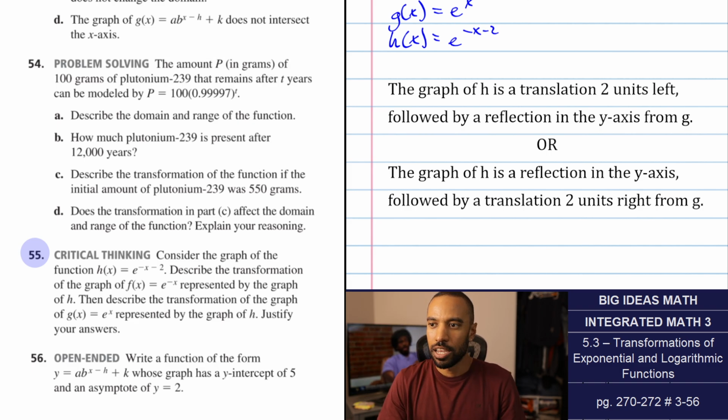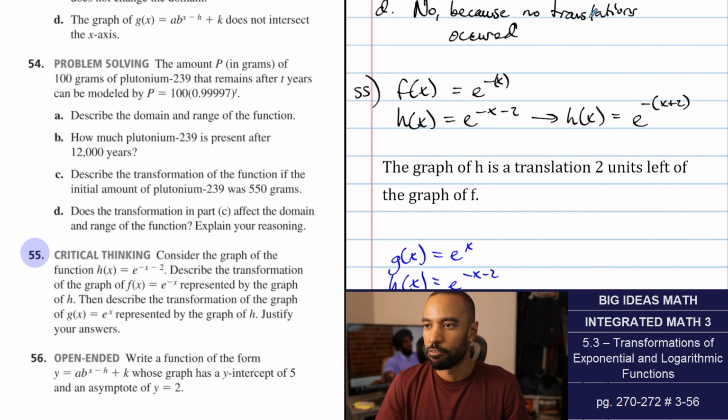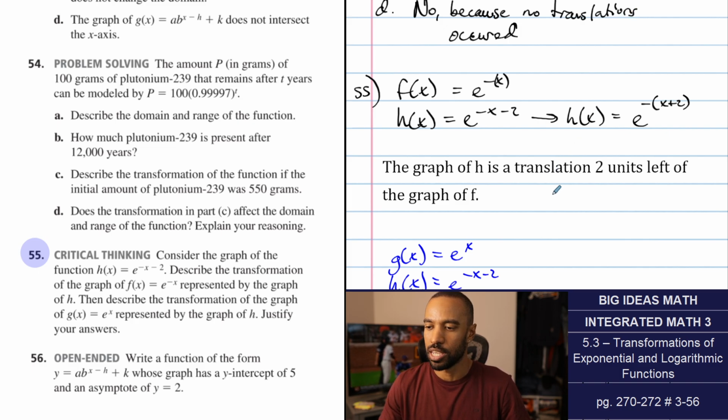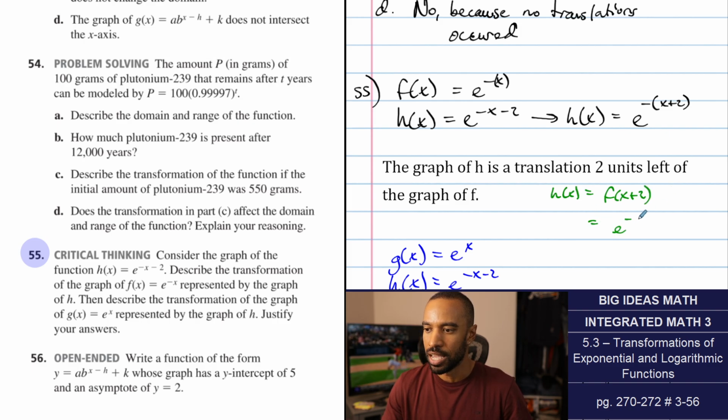They said justify your answers. When it comes to my first one, as far as justification goes, I'm showing from the factorization right there. Remember, if I go 2 units left of the graph of f, that means here that h of x would be f of x plus 2. And f of x plus 2 is e to the negative x plus 2, which is e to the negative x minus 2 when distributed.